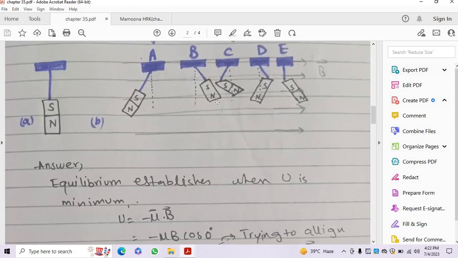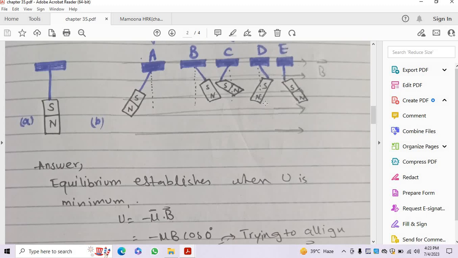I have drawn the magnetic field in the right direction horizontally like this one. As we know, the equilibrium is established whenever the potential energy is at its minimum value. Its minimum value is when theta is 0 between mu and B. As we know, the direction of mu is towards the north, in this direction. So whenever we apply the magnetic field, the bar magnet tries to align itself such that the direction of mu is in the direction of the external magnetic field.